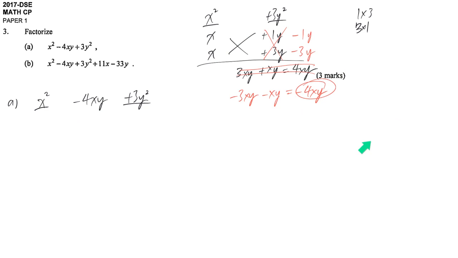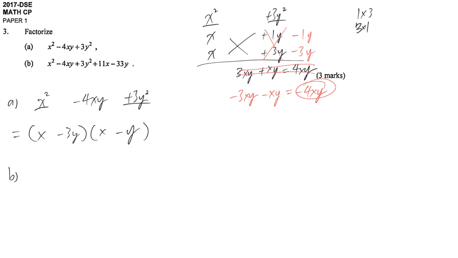It's called cross factorization because of the testing method here, we follow a cross. So the factorized outcome is x minus 3y times x minus y. No step can be omitted. All of this, please just write down in your draft paper.